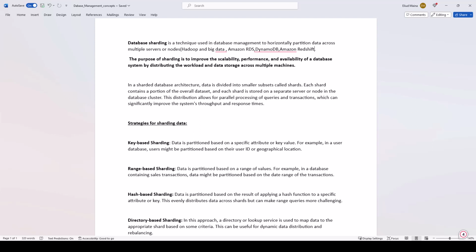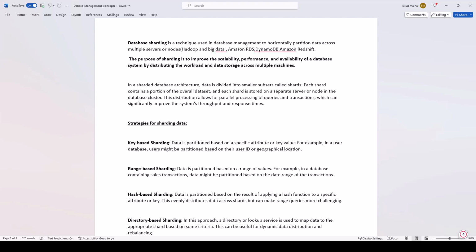Also, we do have Amazon DocumentDB, which is a Mongo compatible database. DocumentDB is fully managed and MongoDB compatible. MongoDB supports sharding natively among documents. Amazon DocumentDB simplifies the management of sharded MongoDB clusters by handling tasks like provisioning, scaling, and replication.